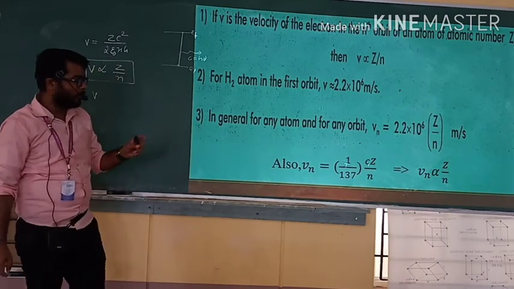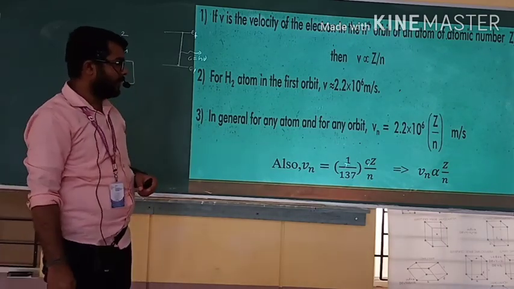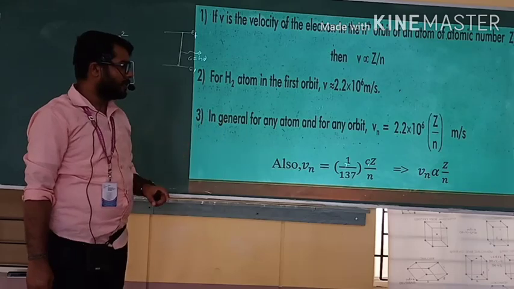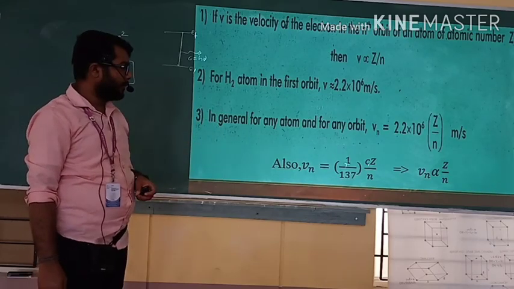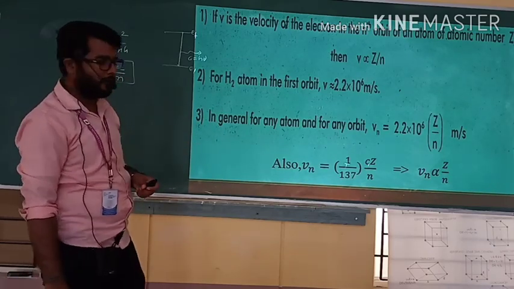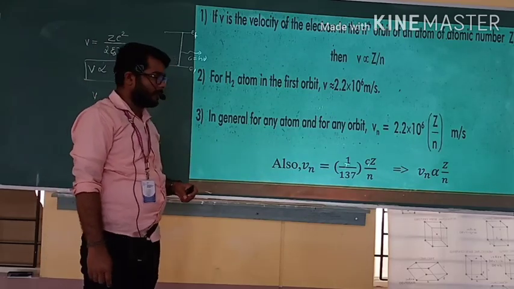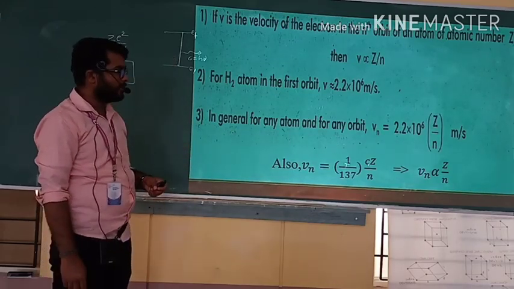vn is equal to 1 divided by 137 into c into z divided by n, where c is the velocity of light in vacuum. So that equation you must remember. Also, vn is proportional to z divided by n.